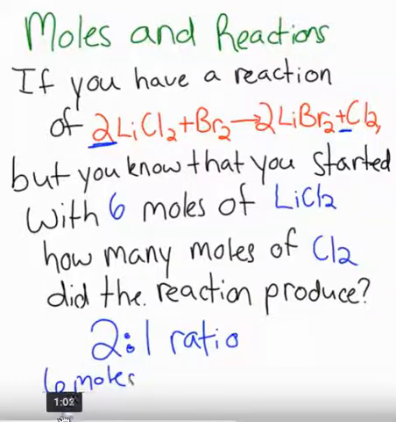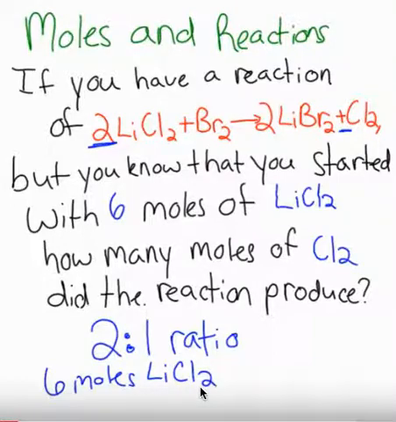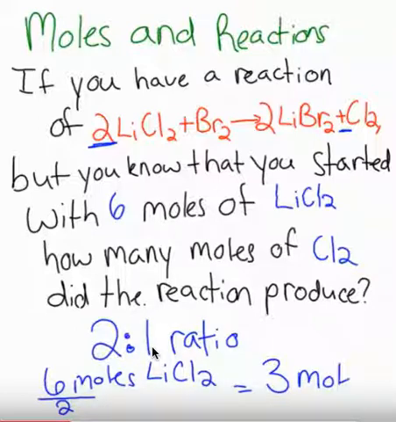6 moles of lithium chloride. We're going to divide that by 2, because 6 to 2 is a ratio of 2 to 1. Or 6 to 3, that's what I mean, is a ratio of 2 to 1. So as it turns out, we have 3 moles of chlorine.